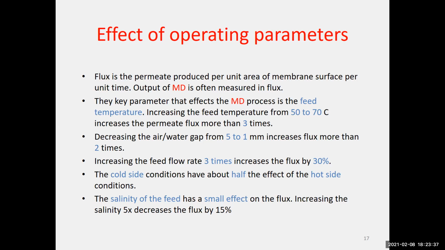And then the gap thickness. The gap means additional resistance to the flow of the material, thermal resistance. So smaller gaps represent smaller thermal resistance and better performance. Decreasing the air or the water gap from 5 to 1 millimeter, just a drastic change in the thickness, is going to give a flux more than 2 times the original flux.